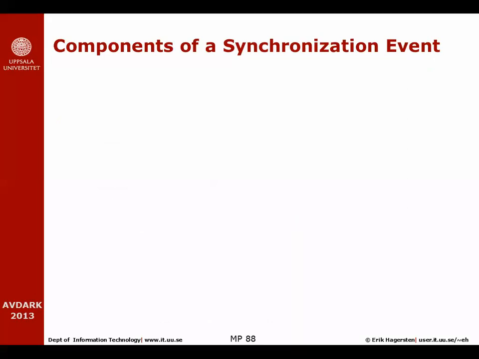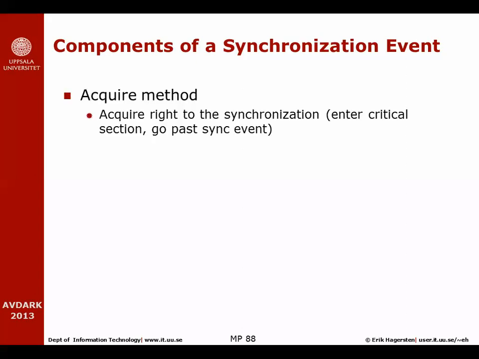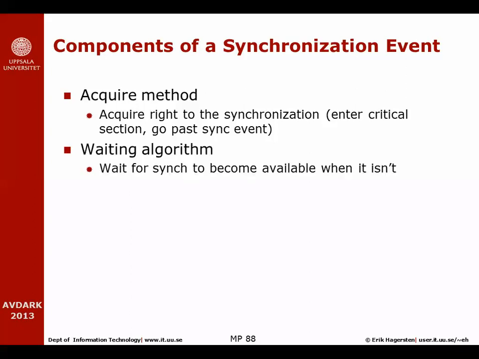So when you implement your synchronization, there are three different components that the synchronization has to consist of. It has to have an acquiring method, which means that we can guarantee that exactly one thread can be in the critical region at the same time, or as we say, acquire the critical region. It has to have some kind of waiting algorithm, which means that if a thread cannot get into the critical region, there has to be a way for it to stand there and wait for its turn to get into the critical region.